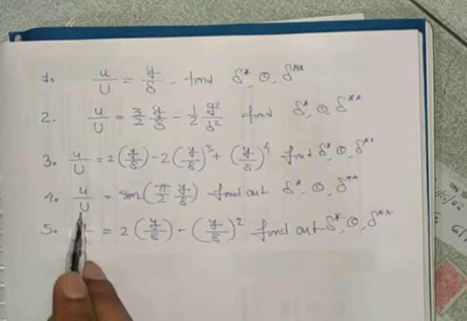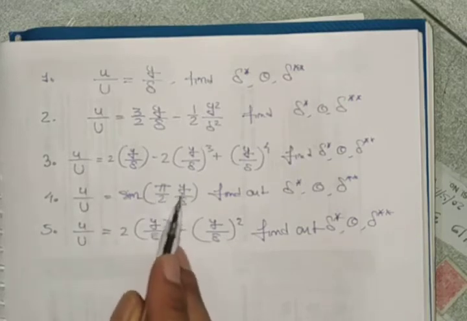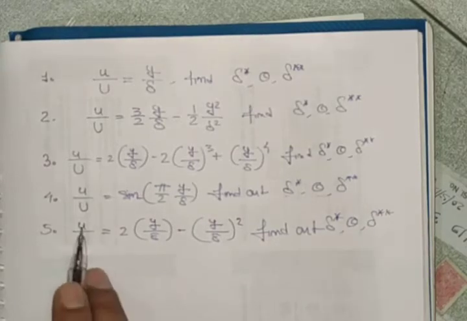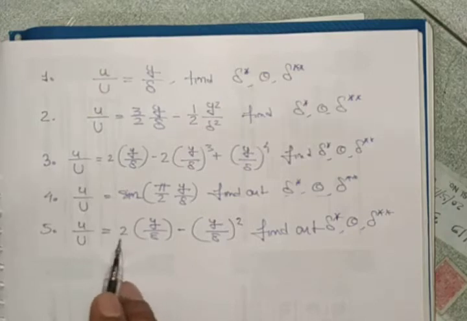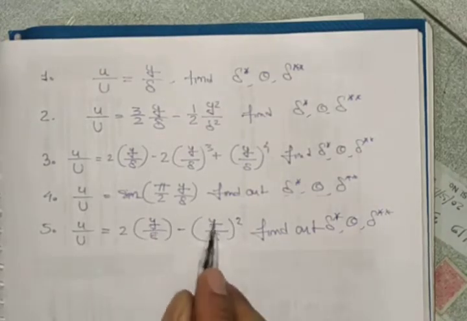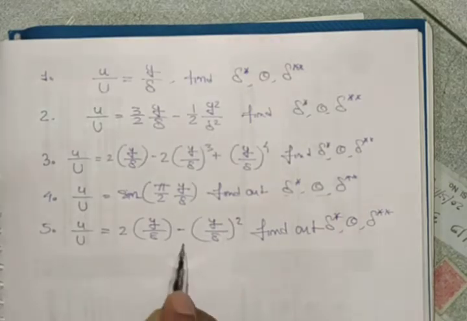Small u by capital U equals sine of pi by 2 into y by delta, find out the same. And this one, small u by capital U equals 2 y/delta minus (y/delta) squared. So let's try to solve this problem.